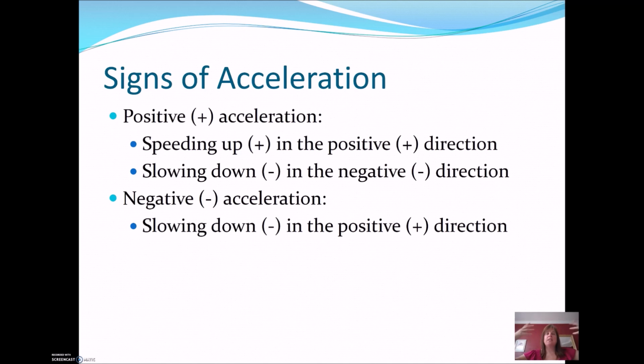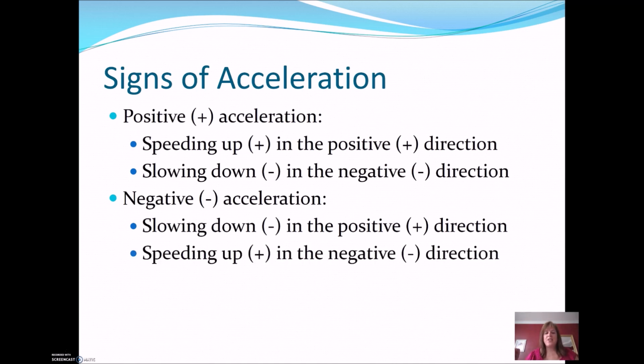So the things that your brain wants to say about positive and negative acceleration is true when you're moving in a positive direction. But you can have negative acceleration and be speeding up, as long as you're speeding up in the negative direction. So when we switch to the negative direction, going left or down, then our signs of positive and negative acceleration are going to mess with you. So negative acceleration, slowing down in the positive direction, but speeding up in the negative direction. Anytime you multiply a positive number by a negative number, it becomes a negative number. So that's another way to think about the signs of acceleration.